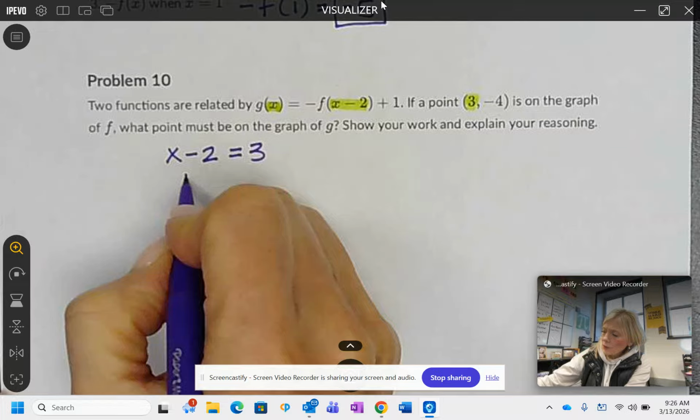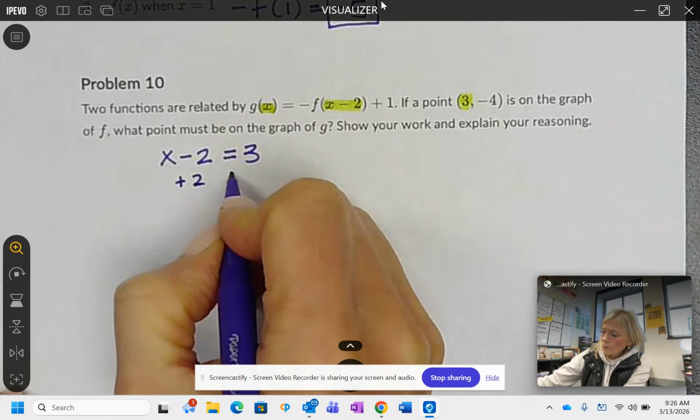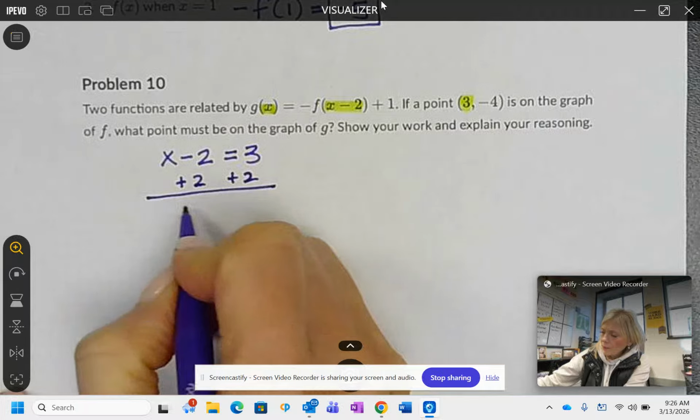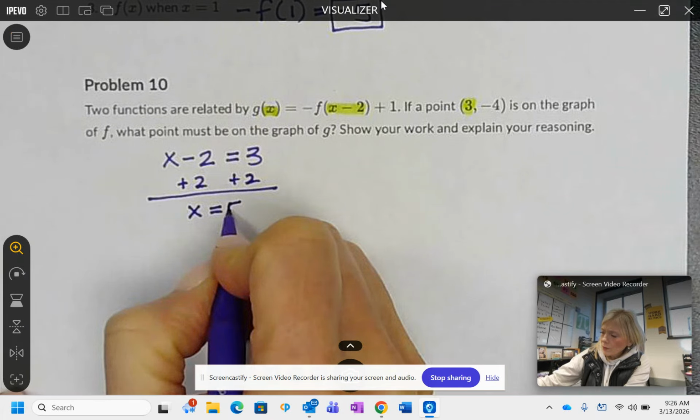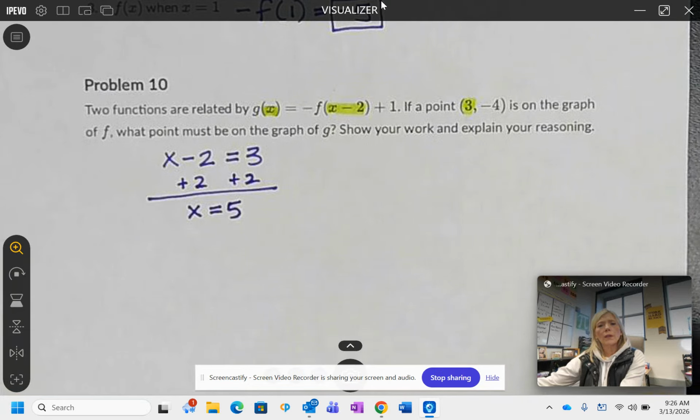And so I'm going to add the 2, and I get x equals 5. Okay, so that's the first part of what I need. Now I need to figure out the y value.